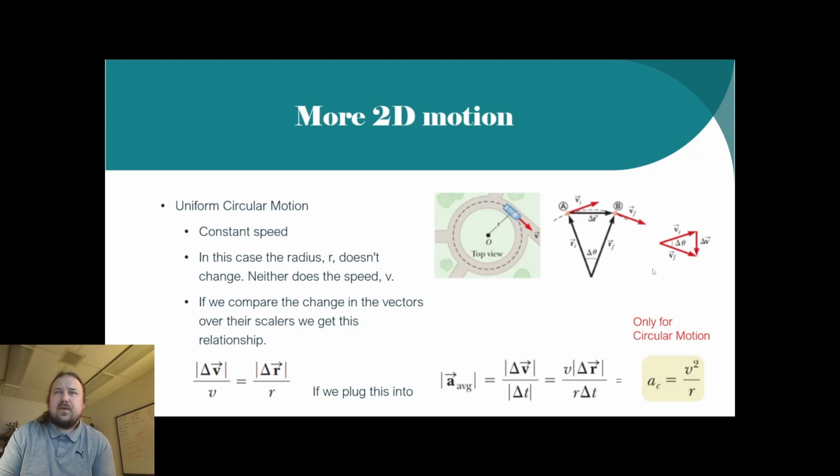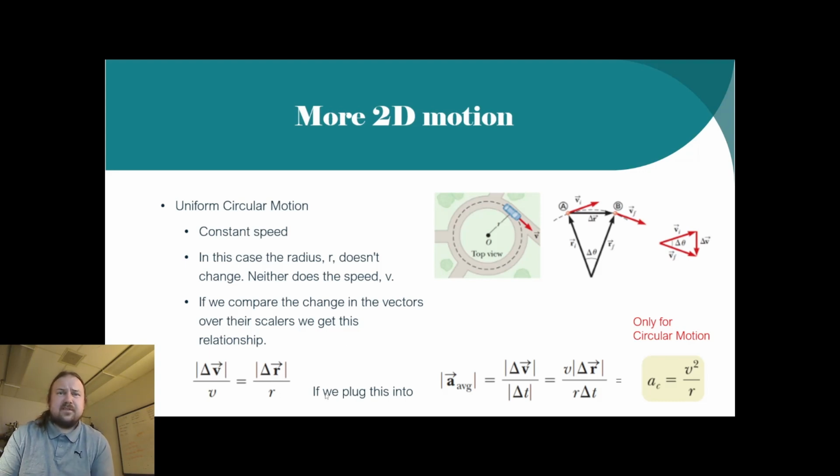If we compare these two vectors over their scalars, this is just some math that we do in the book, you'll have a change in v, because vi and vf are the same, but you will end up with a change in v based on that velocity. Higher velocity, higher change in v. You'll also end up with a change in r dependent on the radius r. The bigger the r, the bigger the change in r. So you'll have these two equalities that come out of this. Again, your book goes more in depth on this.